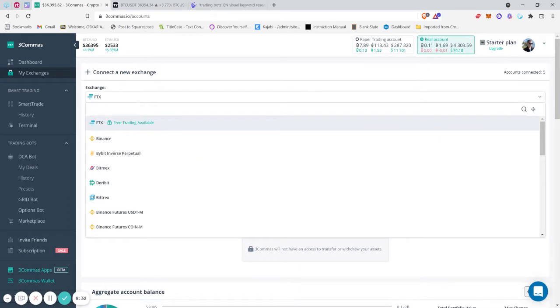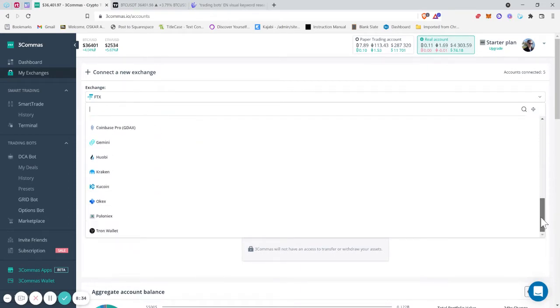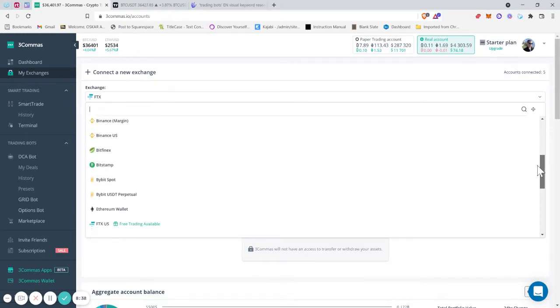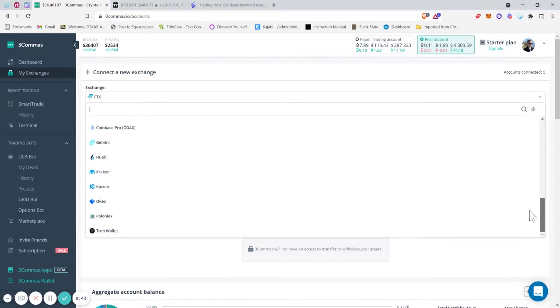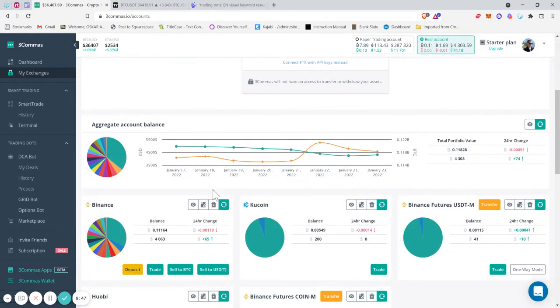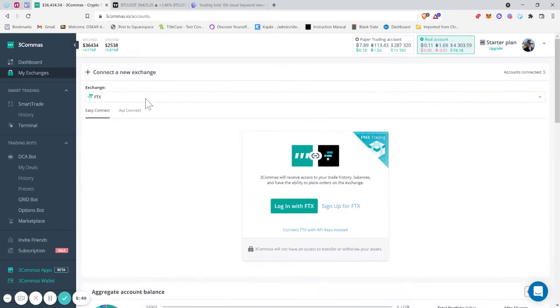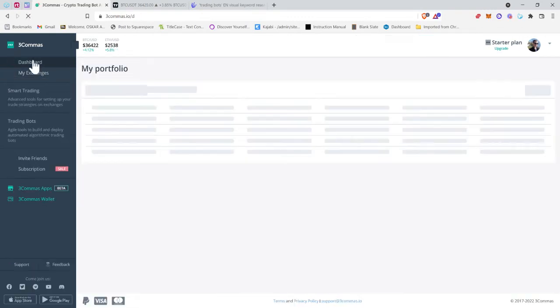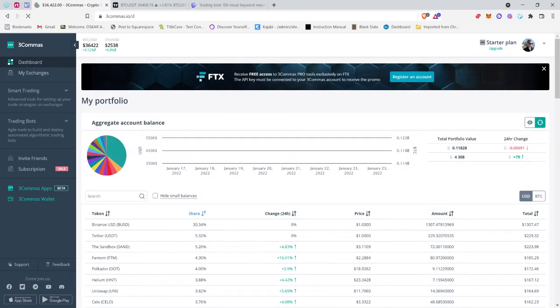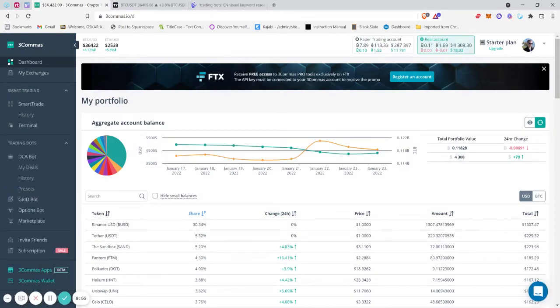Look, when you scroll here, you have a ton of options to link with 3Commas: Binance, Bitfinex, all the main ones, FTX, Huobi, Gemini, Coinbase Pro, Kraken, KuCoin. You can link as many as you want, even in the free version of 3Commas. The free version allows you to have 1 DCA bot and only 1 smart trade.